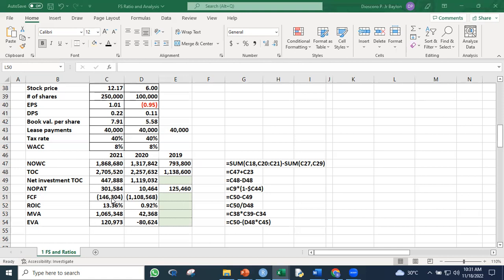Okay, so next we have the free cash flow. For the free cash flow, we just subtract the net investment in total operating capital from the NOPAT.